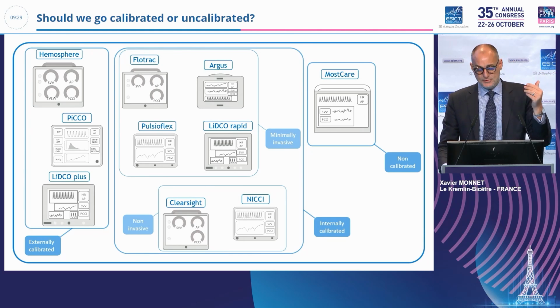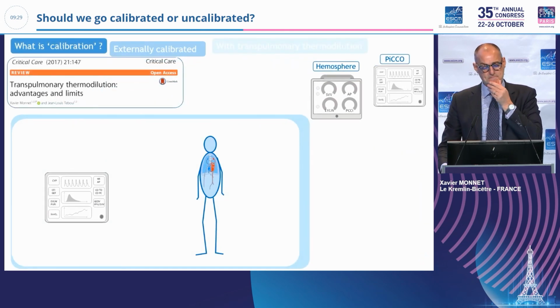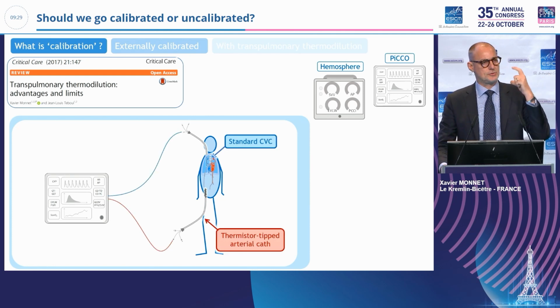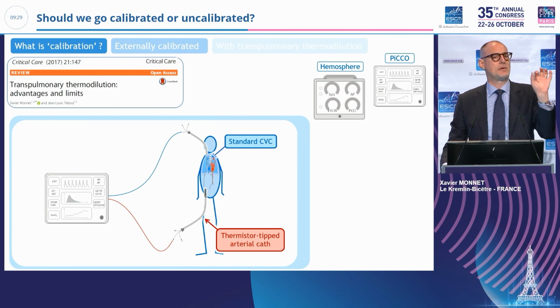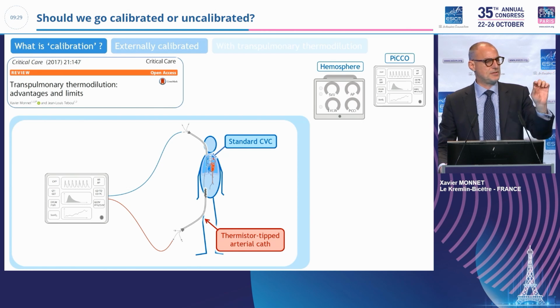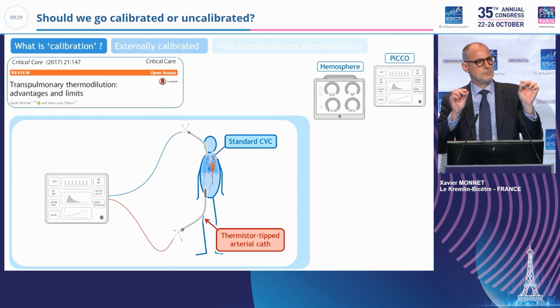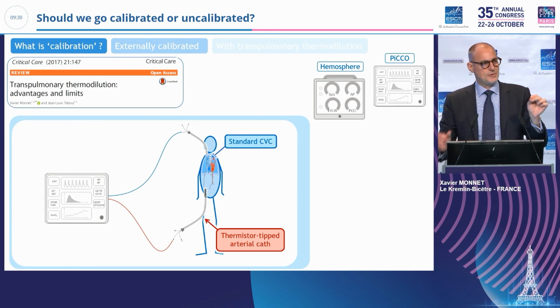Then, and finally, we have the externally calibrated systems, Hemisphere and Pico, which roughly work in the same way. Transpulmonary thermodilution devices require a central venous catheter in the superior vena cava territory and an arterial catheter, which is a very specific catheter because there is a thermistor at its tip, a thermometer. It's a large catheter which is usually inserted through the femoral artery. So this is an invasive technique, and we'll speak about that later.